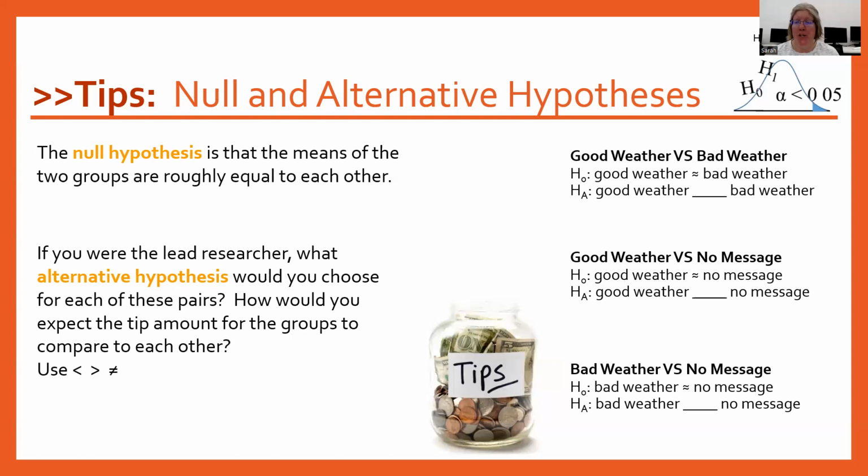All right, so I'm going to go ahead and show you what I settled on. For good weather versus bad weather, I figured probably people might tip a little bit better for a good weather message. So I put the good weather mean is greater than the bad weather mean. For good weather versus no message, that one's a little trickier. I finally settled on good weather, probably the mean is bigger than the mean for the no message. But if you had something different, that's totally fine.